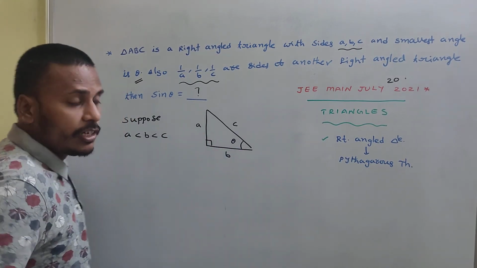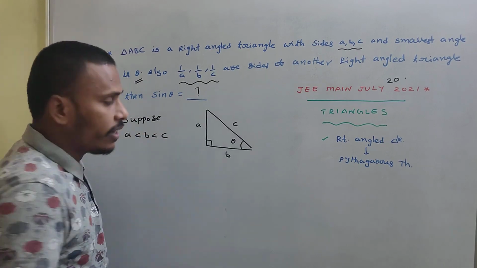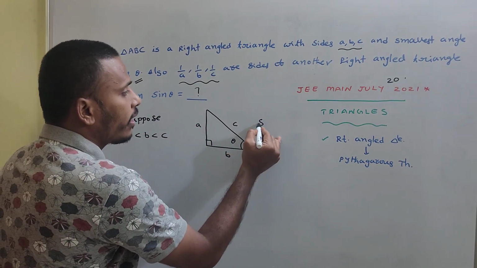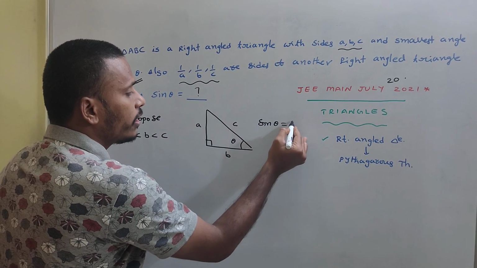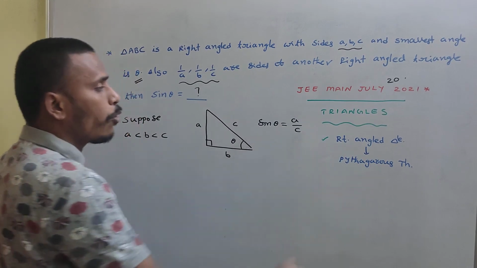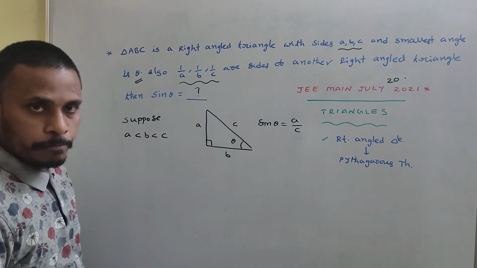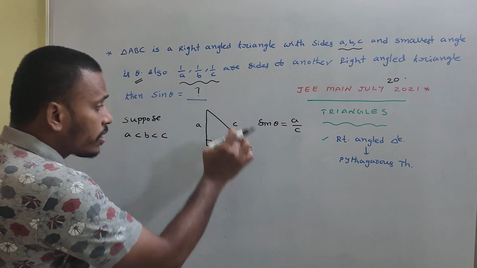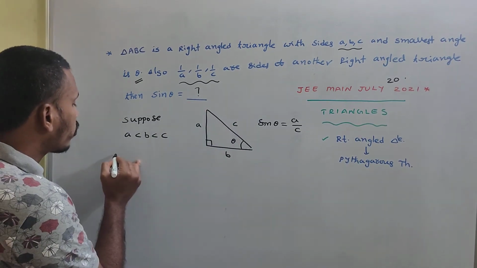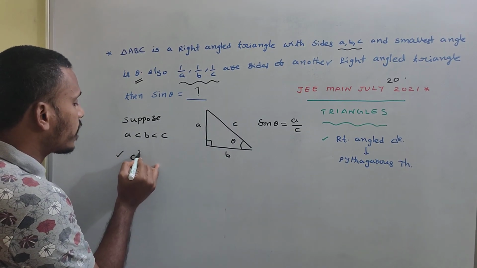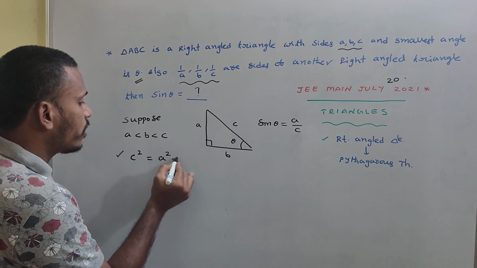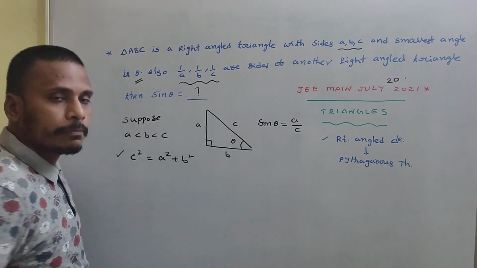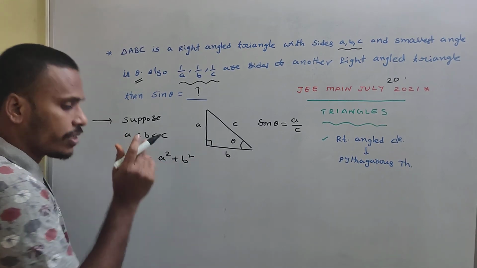Since this angle is theta and our task is to find sine theta from this right angle triangle, first of all you just write sine theta, which is opposite side by hypotenuse, and that is a by c. Now, since it is a right angle triangle, we also have a chance to use the Pythagoras theorem. That means c square is equal to a square plus b square. So this is the first idea.